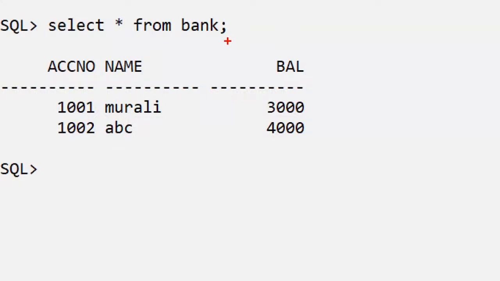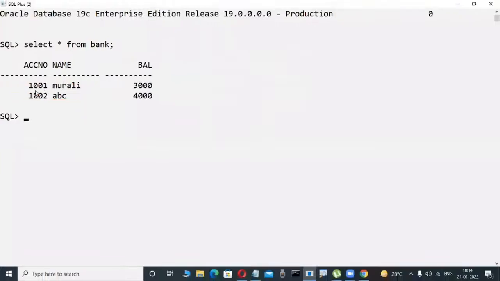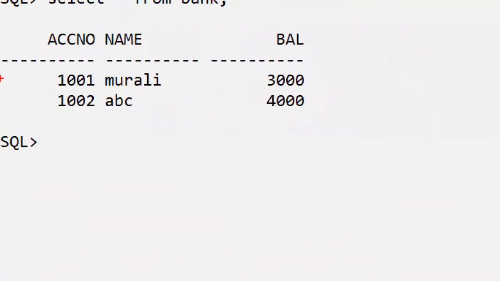Suppose, for example, this is in the SBI bank. This is the data in this bank. Observe here, these are columns: account number, name, and balance. These are called columns. Here, 1001 and so on, these are called rows or data. Suppose this data, observe it for one minute. 1001 is an account number.